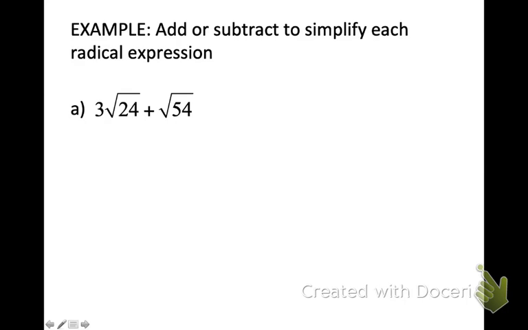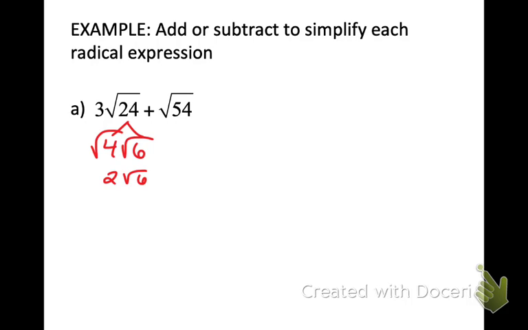So, to start out, here we go. We got 3 square roots of 24, and we're adding to it a square root of 54. Do they have the same index? Yes, they're both square roots, right? Do they have the same radicand? Not right now. I have a 24 and a 54. That's not the same. But can I simplify the square root of 24? What perfect square goes into 24? 4. I was thinking 4. 4 times 6. So if I simplify that, I get 2 square root of 6.